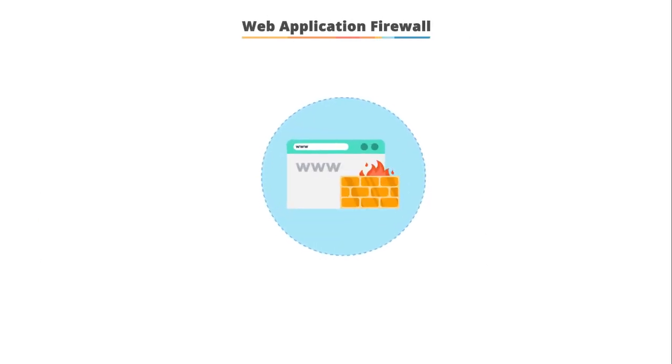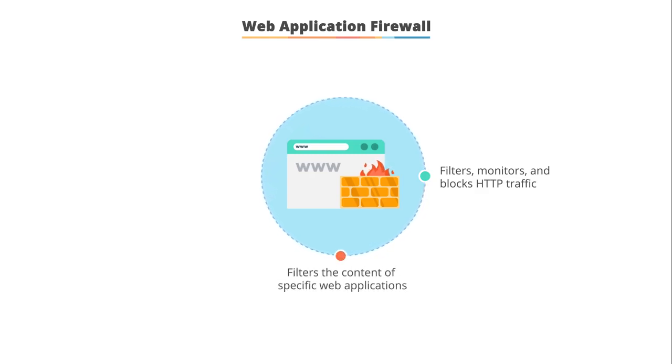Web application firewall. A web application firewall filters, monitors, and blocks HTTP traffic to and from a web application. It is differentiated from a regular firewall in that a web application firewall is able to filter the content of specific web applications, while regular firewalls serve as a safety gate between servers. It can prevent attacks stemming from web application security flaws such as SQL injection, cross-site scripting, file inclusion, and security misconfigurations.